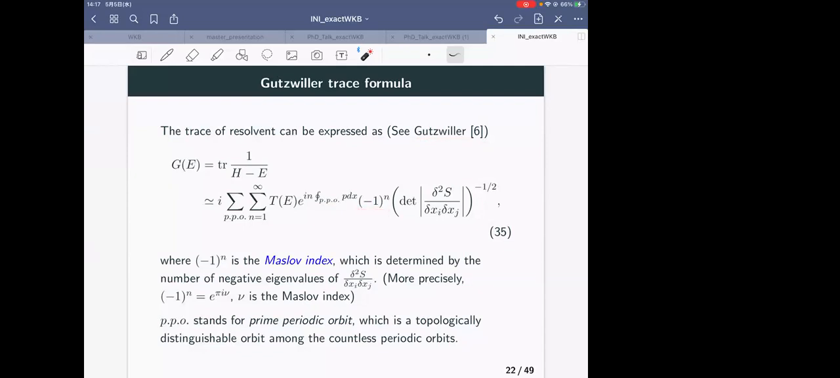And also here is called the Maslov index. More precisely, the Maslov index is the number of negative eigenvalues of this fluctuation operator, and the quantity is expressed as nu. So this factor is not really the Maslov index but more like a Maslov phase. However, from here, I call this phase factor also the Maslov index.